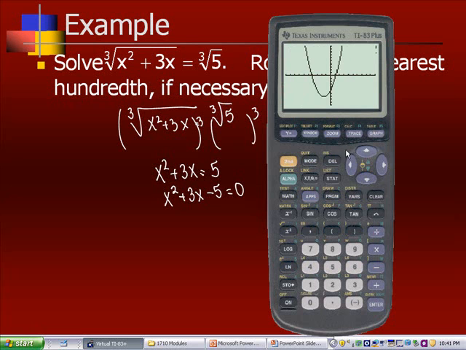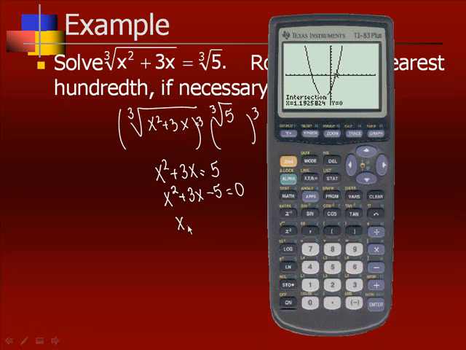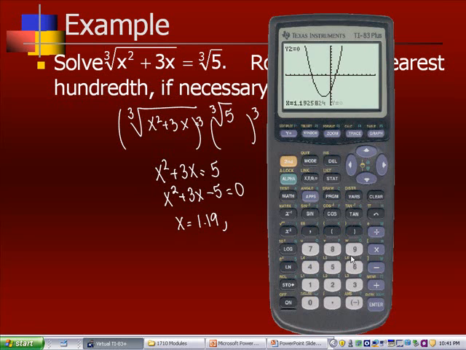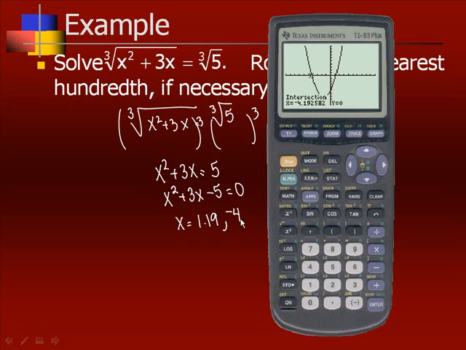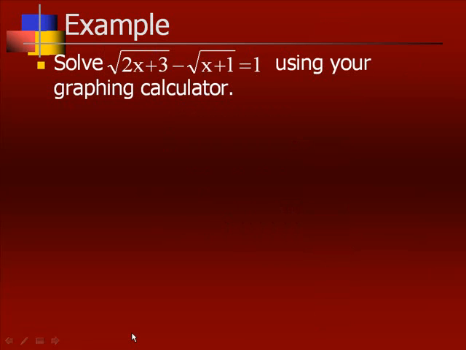Graph, second, calculate number 5, enter, and we get our first solution is x is 1.19. Then we do it again. Second, calculate number 5. Enter. Move your cursor back so it's closer to the other point. Press enter, and we get negative 4.19. Okay? Let's do another one.